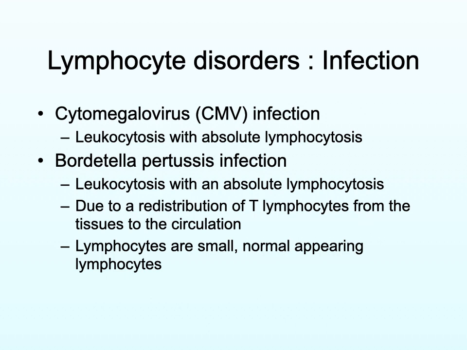Other lymphocyte infections are cytomegalovirus and Bordetella pertussis infection. In cytomegalovirus infections, there is a leukocytosis with absolute lymphocytosis. In Bordetella pertussis infection, there is leukocytosis with an absolute lymphocytosis. This is due to redistribution of T lymphocytes from the tissues to the circulation, in which the lymphocytes are small, normal appearing lymphocytes.